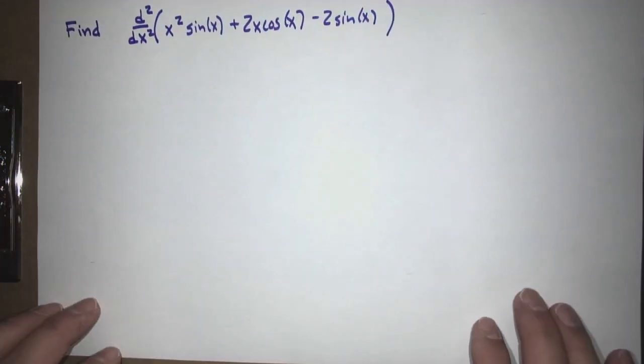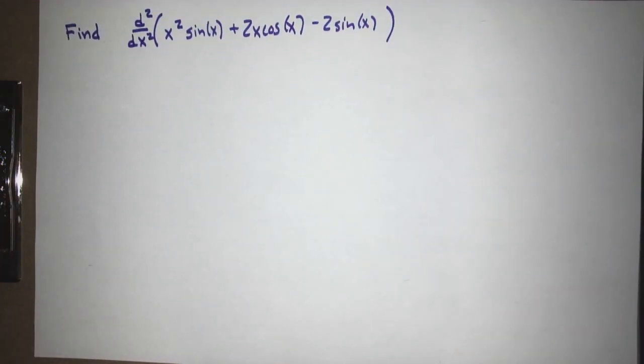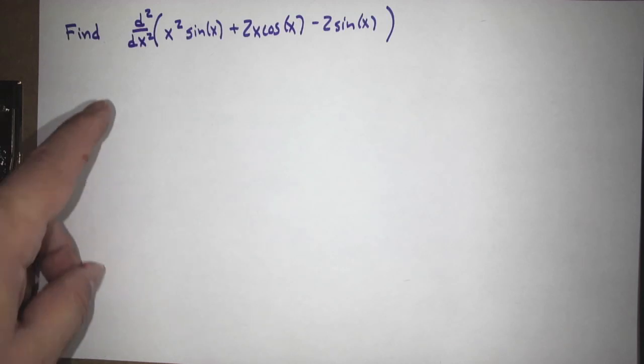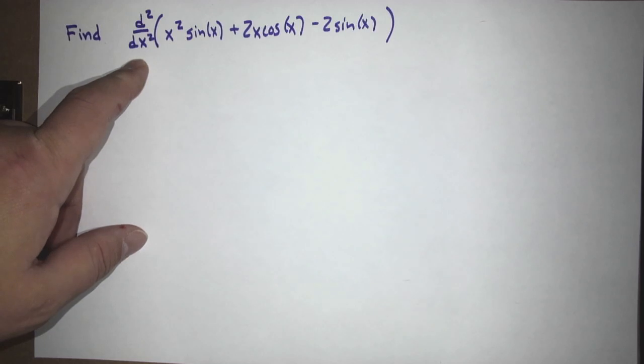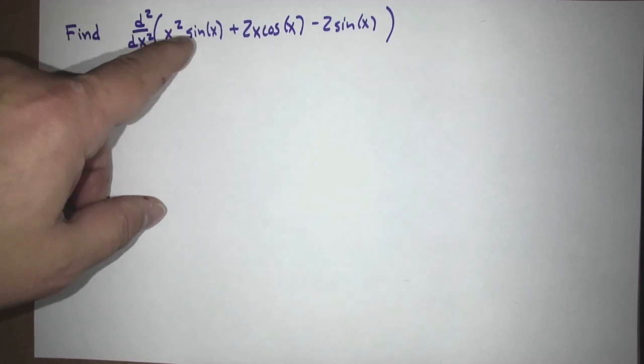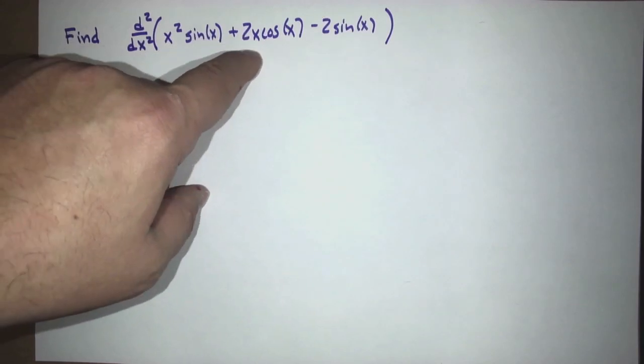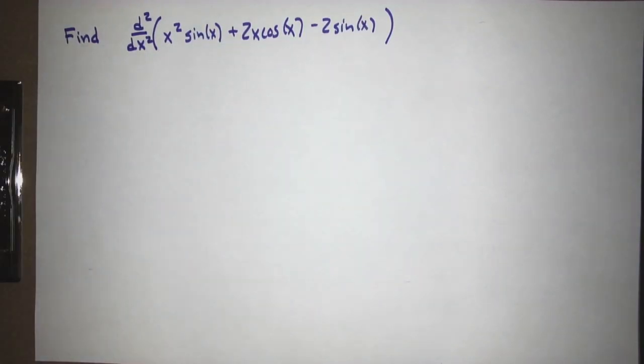Okay. So here's a problem. d squared dx squared. Now, notation, what does this mean? d squared dx squared. Good, second derivative. So second derivative, x squared sine of x plus 2x cosine of x minus 2 sine of x.